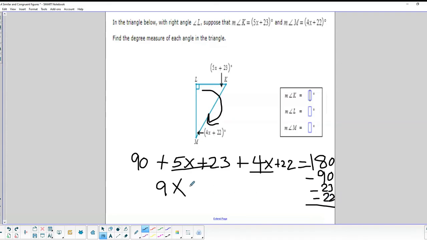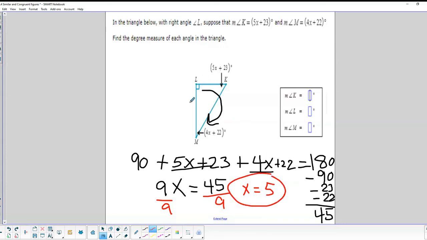So we end up with 9x equals 45. That 45 came from subtracting these three numbers from 180. Okay, now let's keep it going. We divide both sides by 9, and we end up with x equals a total of 5. 5 times 9 is 45. All right, so we take this back up.